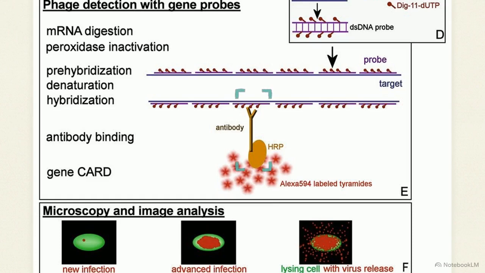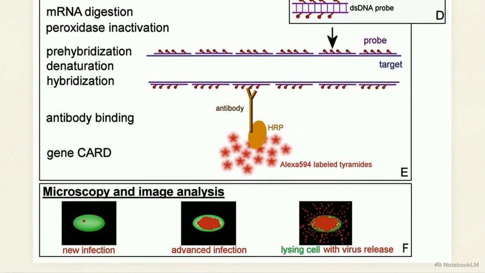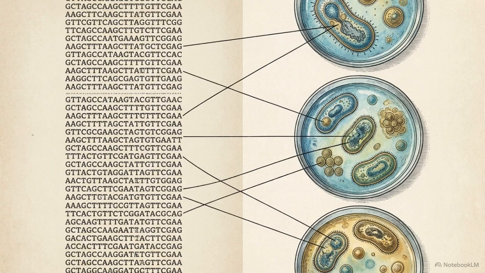Horseradish peroxidase antibodies bind to the phage probes and catalyze the covalent binding of fluorochrome-labeled tyramides to cellular proteins, exponentially increasing the visual signal. Dual-color microscopy then provides a clear readout. As seen in Panel F, researchers can visually differentiate between early infection, advanced infection, and active lysis. By connecting sequences to these visual states, phagefish creates a dynamic map of the infection timeline.